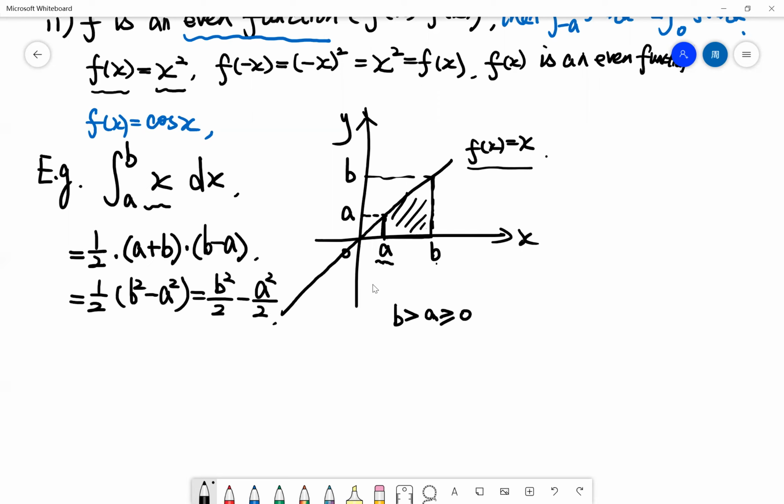So can you understand how I calculate this definite integral here? Guys? Do you know how to calculate? I will draw again here.